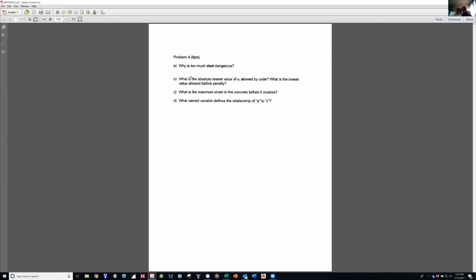Part B, absolute lowest value of epsilon t allowed by code, lowest value allowed before penalty. Well, those are 2 black and white answers. It's 0.004 and 0.005. What is the maximum strain in the concrete before it crushes? According to the code, 0.003. What is the named variable that defines that relationship between a and c? That variable is beta 1. So that's what we were looking for. Okay, so that's the midterm.